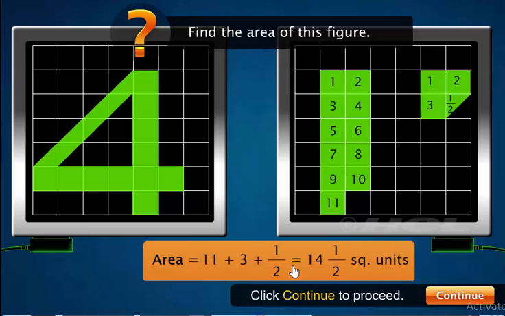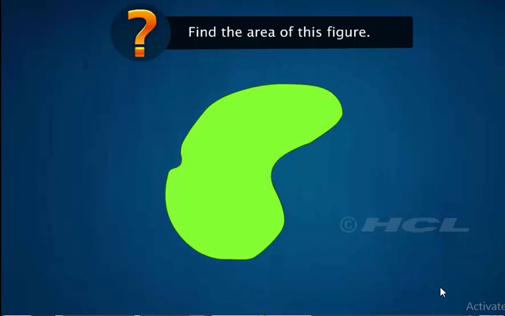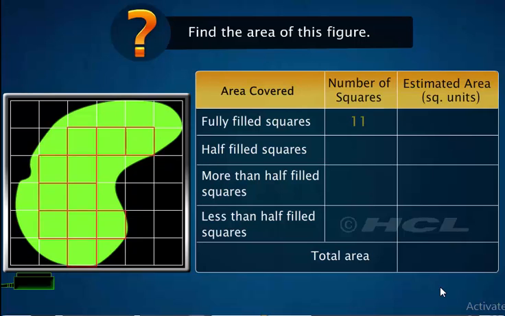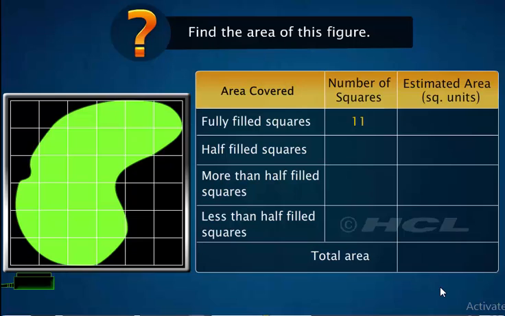Next, let's see how we can find the area of this complex shape. Let's find the area of this shape using square grids. First, let's count the number of fully filled squares in the figure. Then, let's see how many half-filled squares are occupied by the figure.